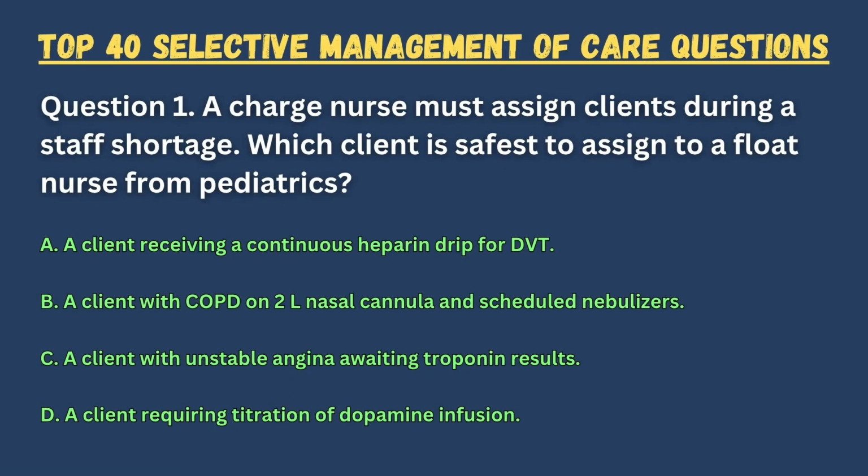Question 1. A charge nurse must assign clients during a staff shortage. Which client is safest to assign to a float nurse from pediatrics? A. A client receiving a continuous heparin drip for DVT. B. A client with COPD on 2-liter nasal cannula and scheduled nebulizers. C. A client with unstable angina awaiting troponin results. D. A client requiring titration of dopamine infusion.